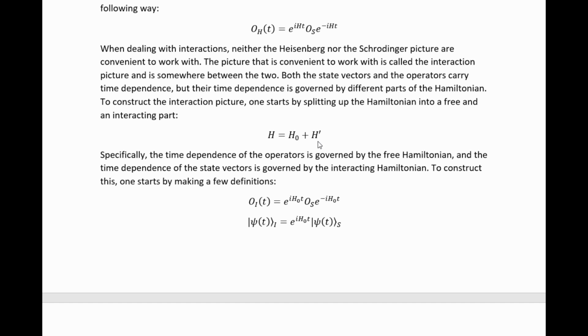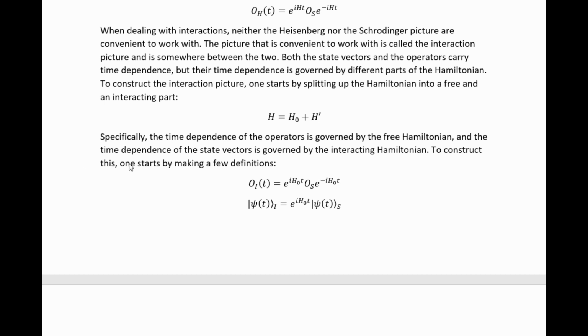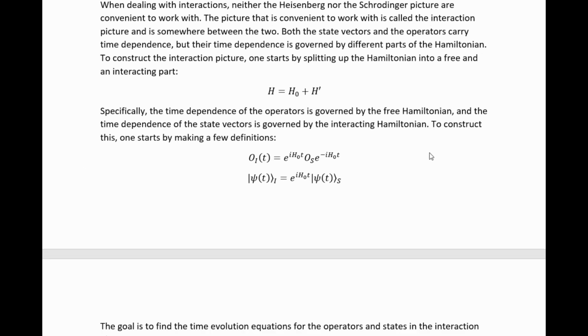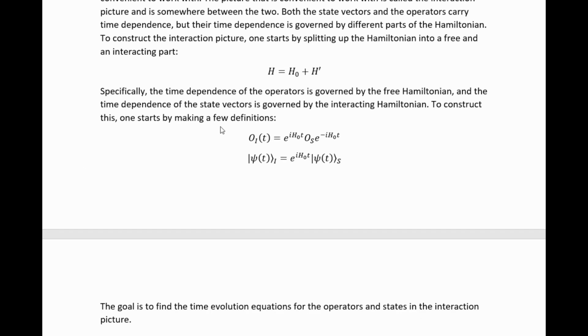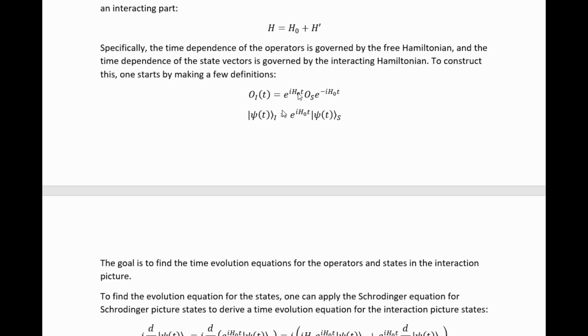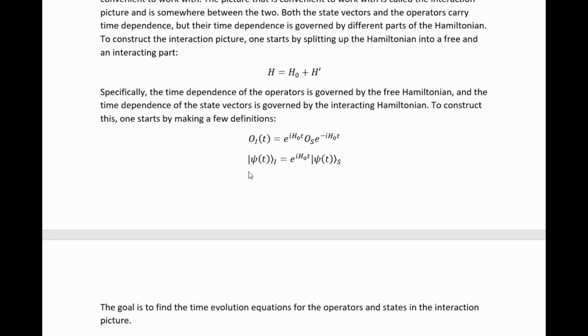I don't use a subscript I for the interacting Hamiltonian because that will be used in this document to denote the interaction picture. Specifically, the time dependence of the operators is governed by the free Hamiltonian and the time dependence of the states is governed by the interacting Hamiltonian. To construct this, one starts by making a few definitions. We'll see that these definitions are the right ones because they yield the nicest equations of motion. Specifically, the equations of motion will not just take a nice form, but the time dependence of these two things will be controlled exclusively by the two separate parts of the Hamiltonian described up here.